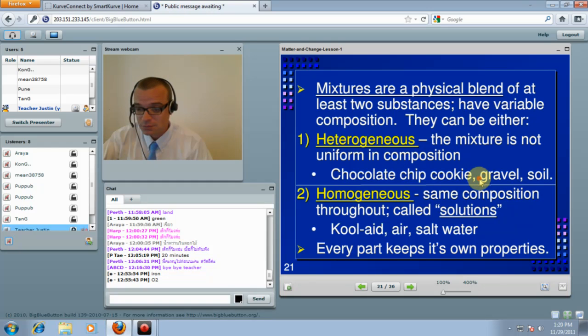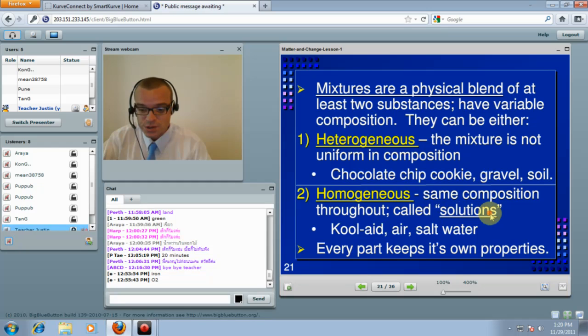Gravel, made up of many different types of rock, stone. Soil also, made up of silicates and all sorts of different chemicals. It's not uniform, it's not the same all the way through. Homogeneous has the same composition throughout.